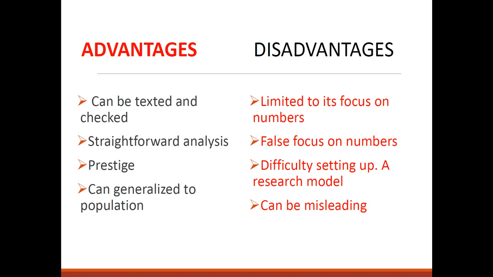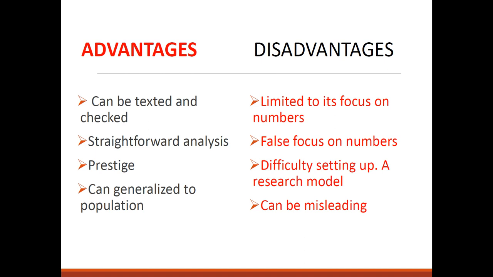Advantage and disadvantage of quantitative. Advantage, of course, it can be checked. Actually not texted, it can be checked. I will look again later at what the sentence is. Okay, straightforward analysis, because you do the analysis and it is all very straightforward. Prestige, meaning that if you increase the level of your analysis, then of course it will be very prestigious, and can generalize to the population. Disadvantage is that it is limited to its focus on numbers.